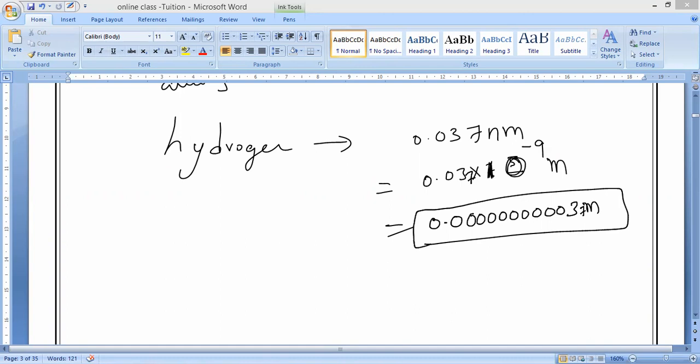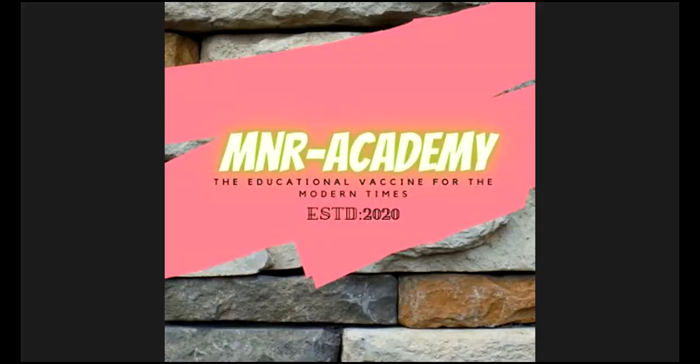Now, I will show you some. Sir, they had given 10 power minus 10, but you told 10 power minus 9. No. Atom of hydrogen is equal to 10 power minus 10. One minus will go like that. You can check it. 0.037 into 10 power minus 10. Maybe they have written 0.37. Check it.